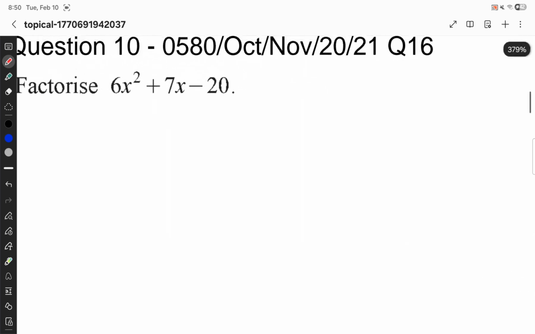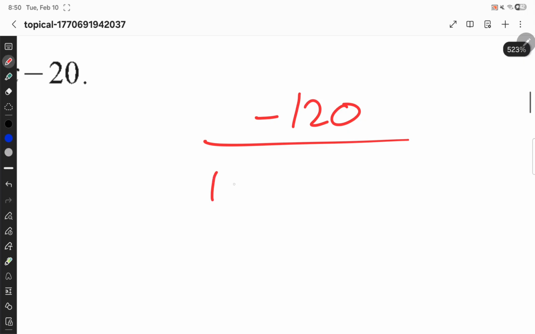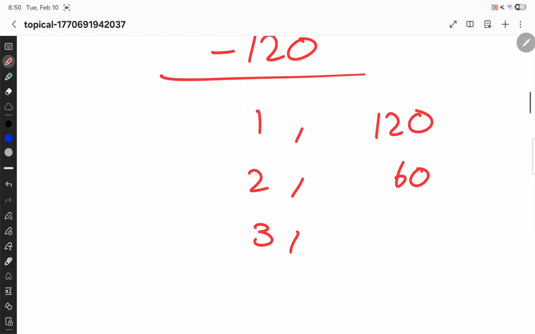Now 6 times negative 20 is equal to negative 120. What are the factors of negative 120? 1 and 120 itself. Obviously, this can be divided by 2, so this is 60. Divided by 3? Yes, it can. So this will be 40.